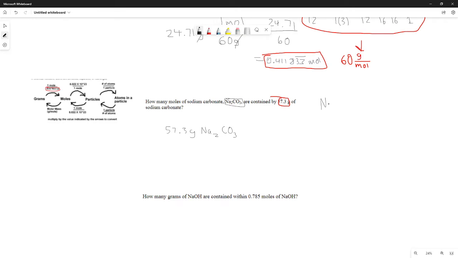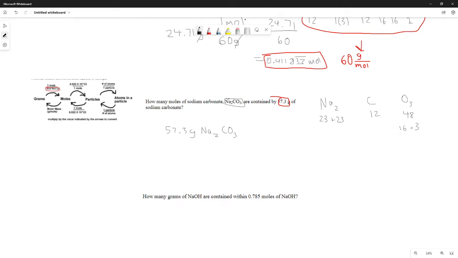So we have sodium, which has a molar mass of about 22.9990, so I can just round it to 23. This is given twice, so we have 2 times 23, because we're given two of these. We have carbon, which is about 12, and we have oxygen, which is O3, which is about 48, because 16 times 3 is 48.